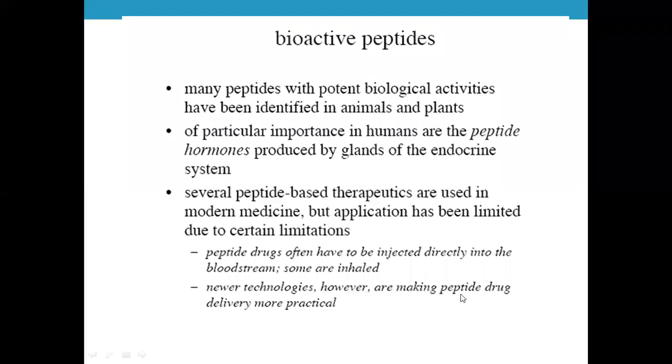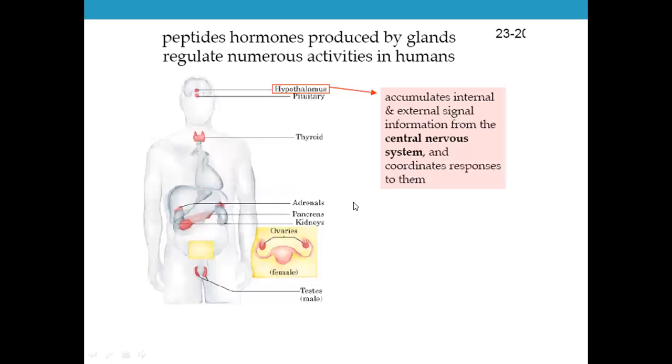Newer technologies, however, are making peptide drug delivery more practical. Some peptide drugs are very, very expensive. There's also growth hormone. Some children, because they want to grow taller than normal, had growth hormones injected into their system. Those are growth hormones, which are made up of peptide hormones. Those are just examples, but too often peptides are used in therapeutics, used in medicine.